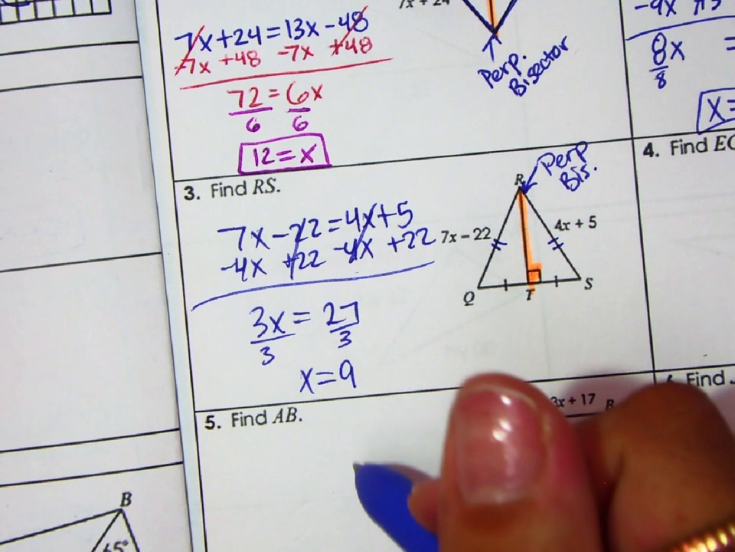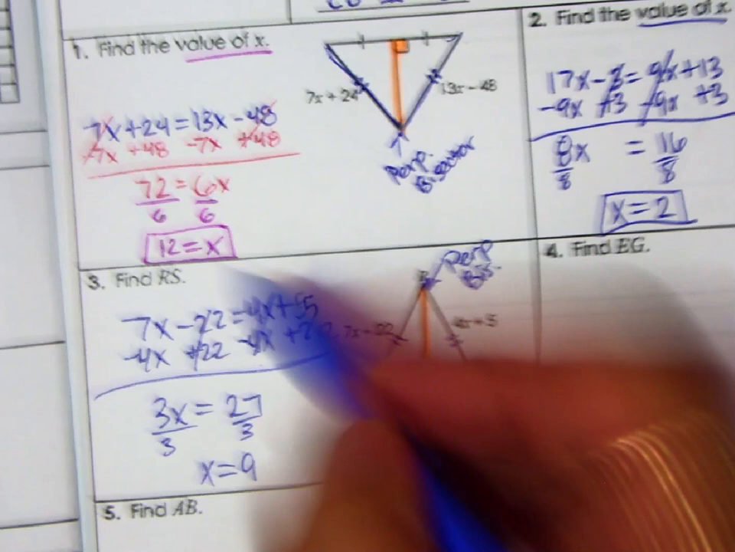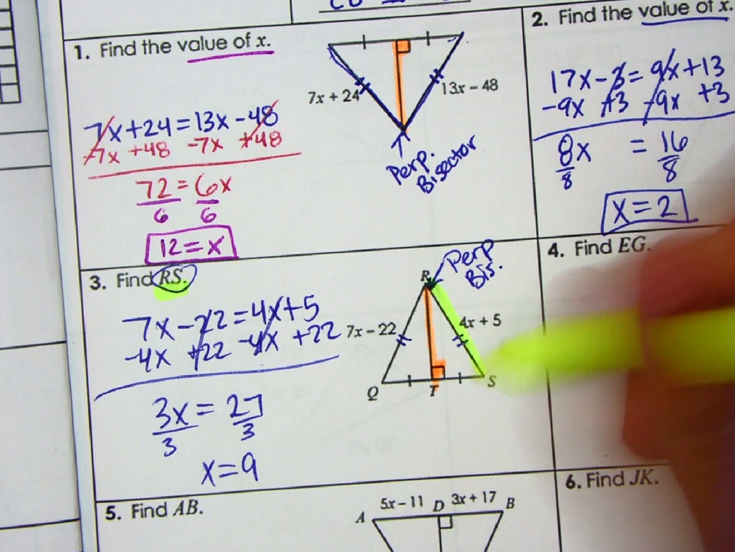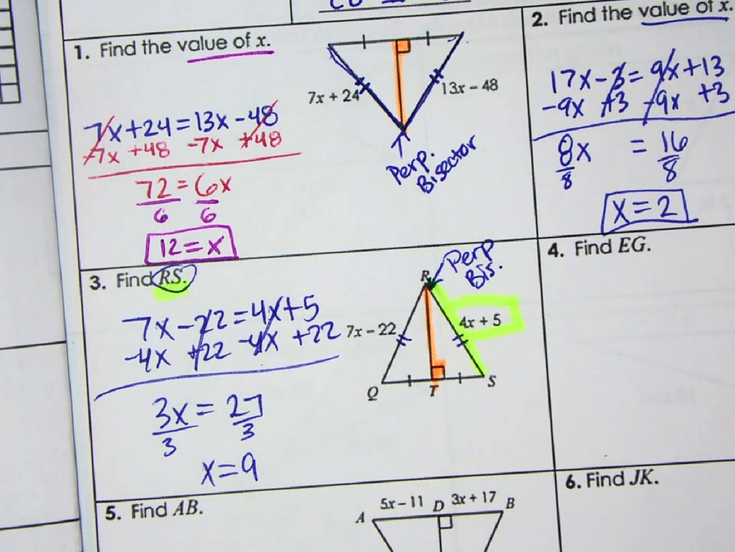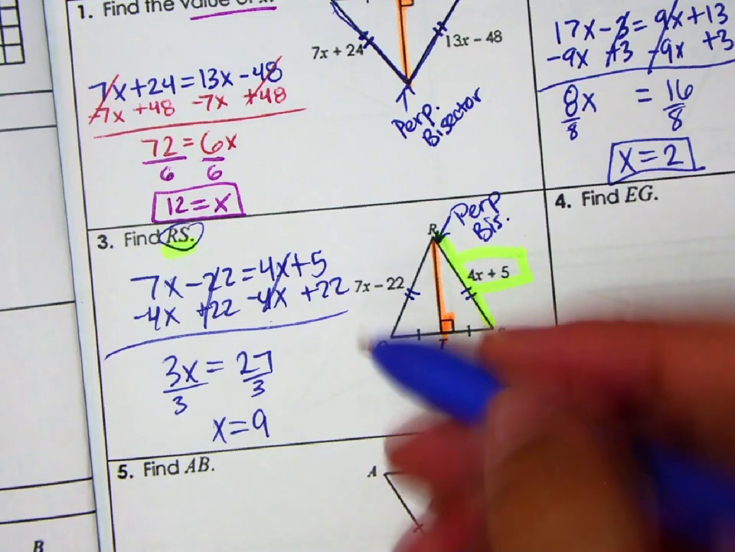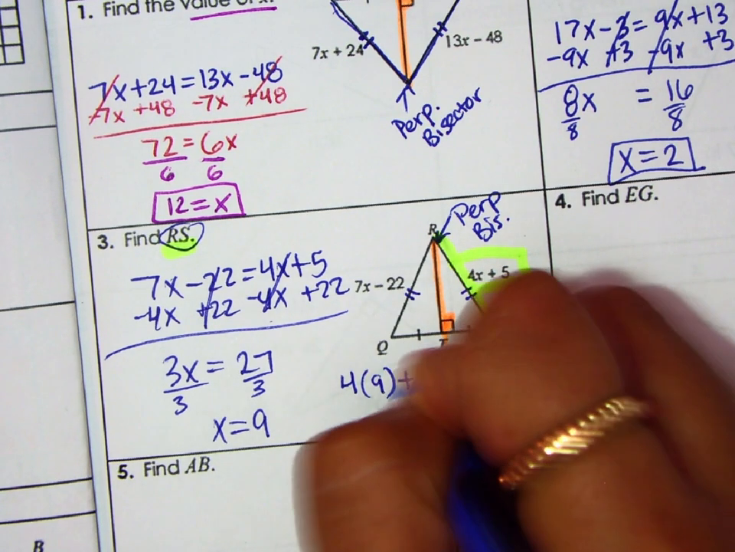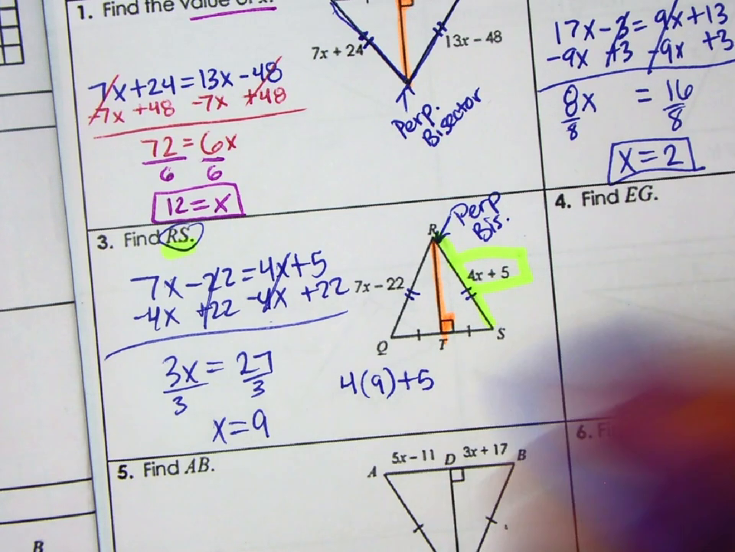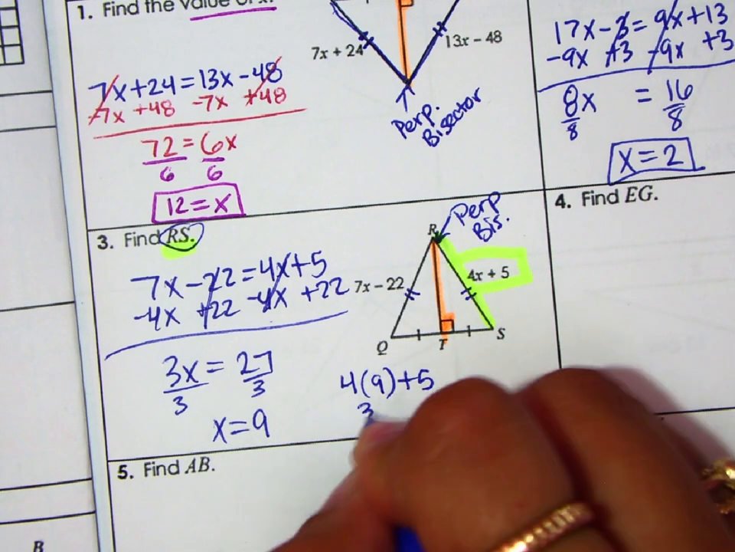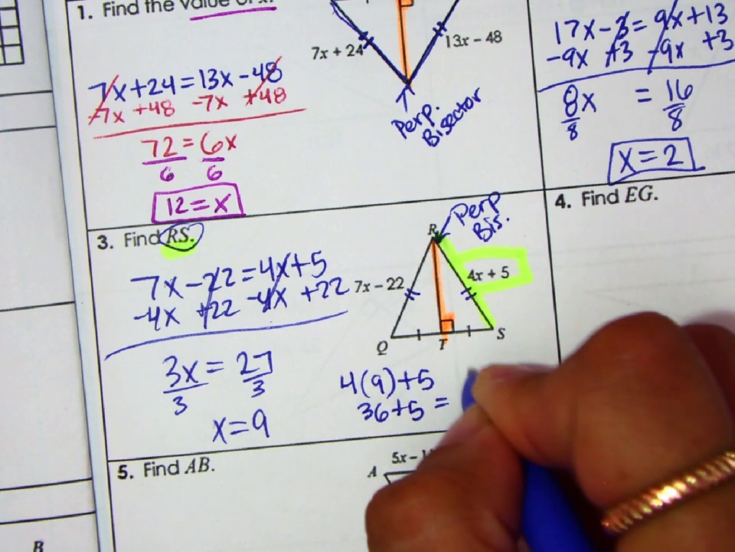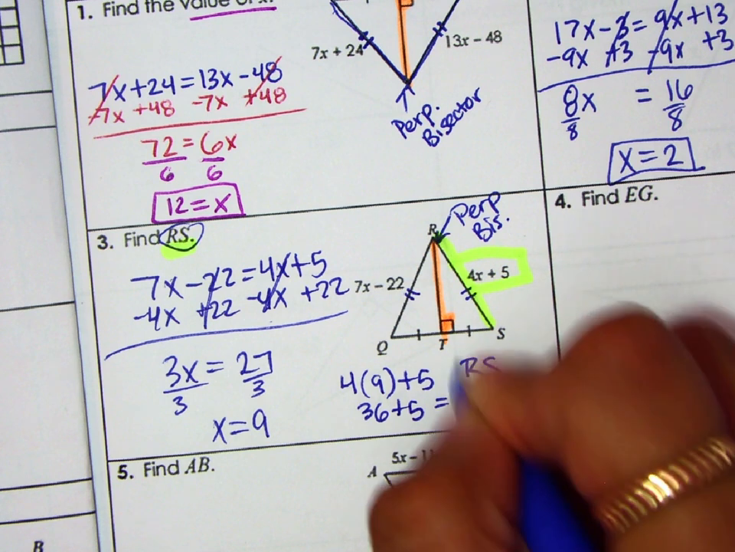Now here, compared to these two up here, this one's asking you to find RS. So now you're going to look at what RS is. RS is this part, which means this expression. So we're going to solve RS by doing 4 times 9 plus 5, because it's 4x plus 5. 4 times 9 is 36. 36 plus 5 equals 41. So RS is 41.